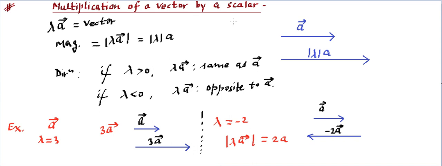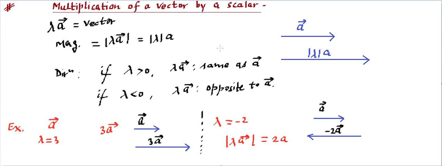Magnitude changes, yes. By what factor? By the factor of the magnitude of the scalar. And what happens to the direction? Direction remains the same if that scalar quantity is positive, and direction gets reversed if that scalar quantity is negative. This is the conclusion of this particular point.